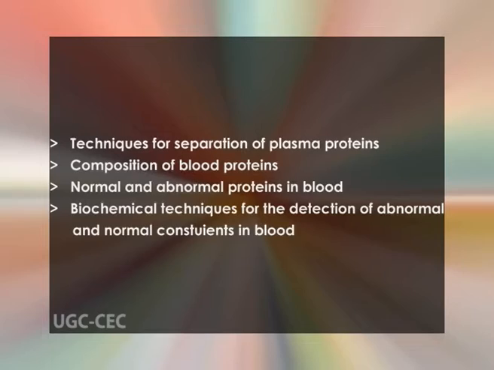Hello friends, today we will talk about blood proteins as normal and abnormal constituents. The main objectives of today's deliberation are to know the techniques for separation of plasma proteins, to know the composition of blood proteins, to get knowledge about normal and abnormal proteins in the blood, and the biochemical techniques for the detection of abnormal constituents in the blood.